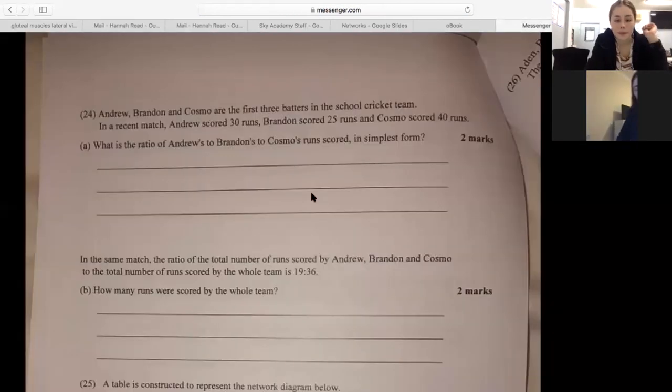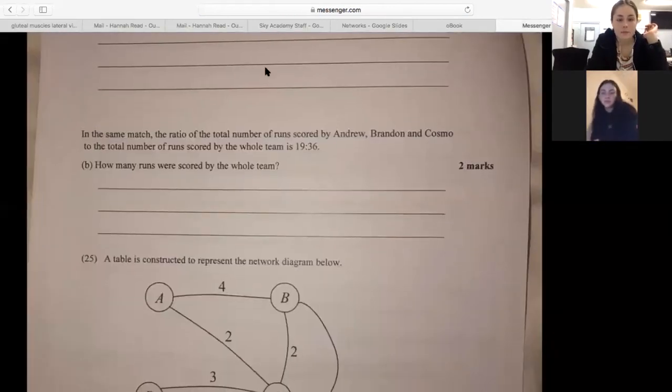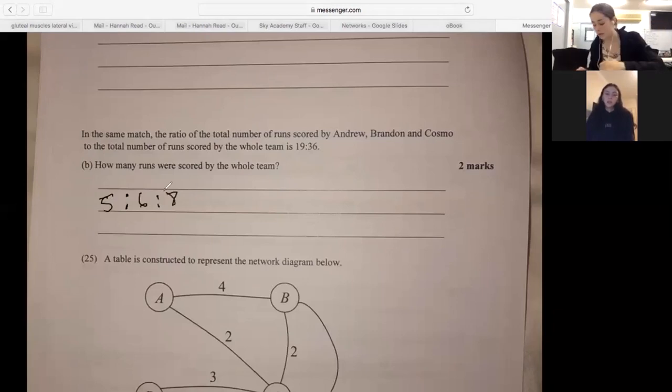Yes. Okay. In the same match, the ratio of the total number of scores by Andrew, Brandon, and Cosmo to the total number of scores run by the whole team was 1936. I don't get it. Wait. In the same match. Okay, so what were the things again? 5, 6, and 8. What does that equal?